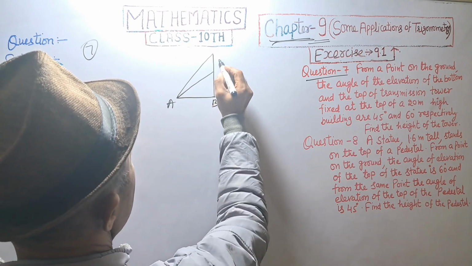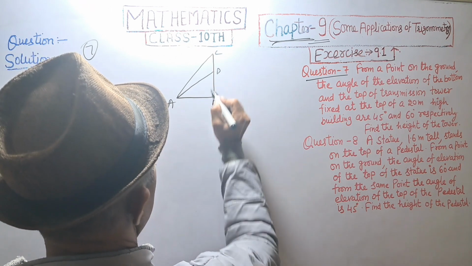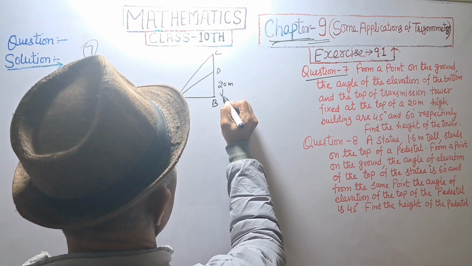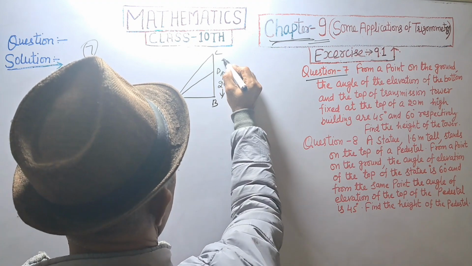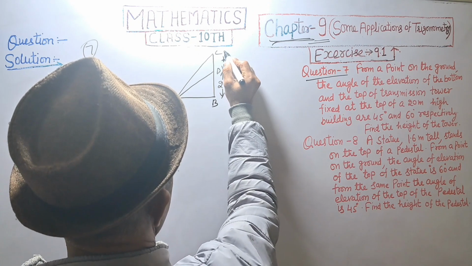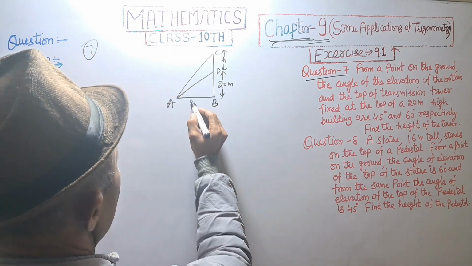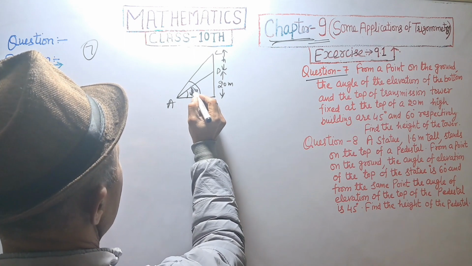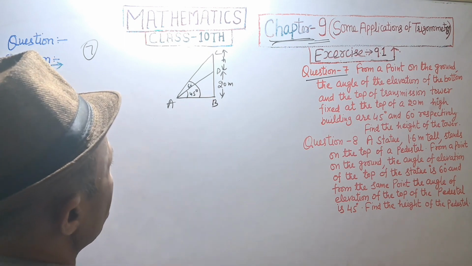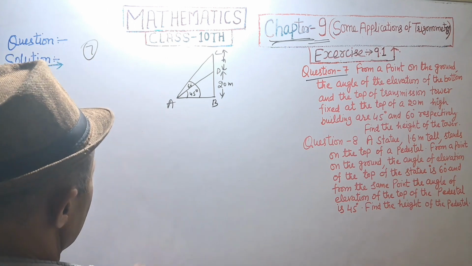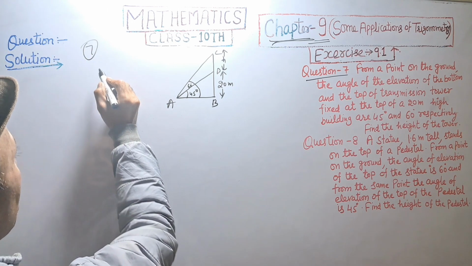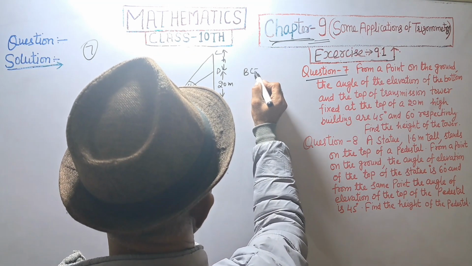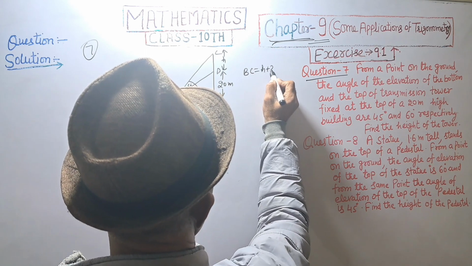A, B, C, D. 20-meter high building and h the height of the tower. The angles are 45 degrees and 60 degrees. BC is equal to h plus 20.